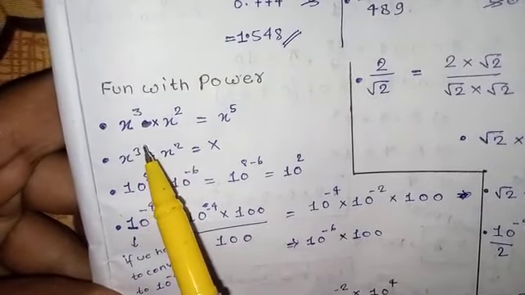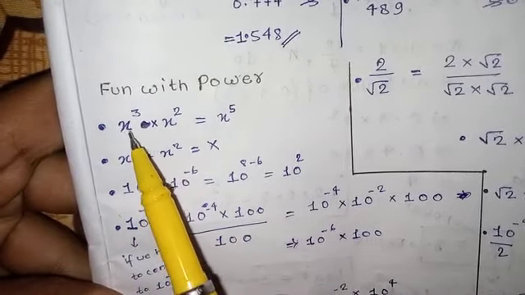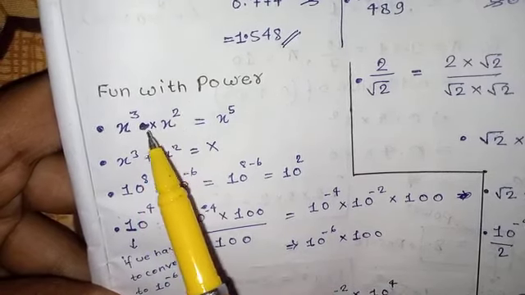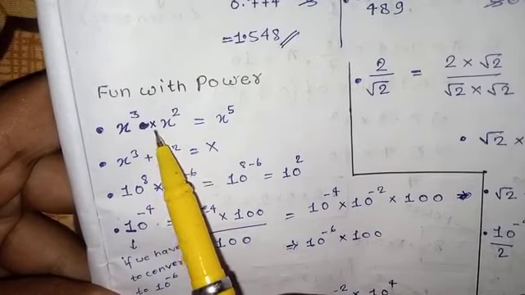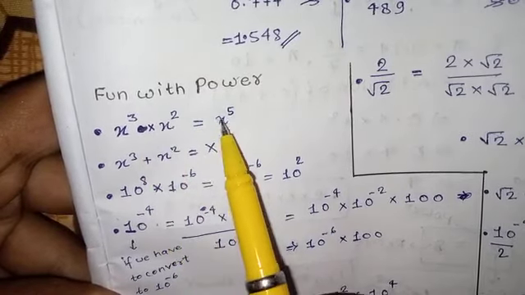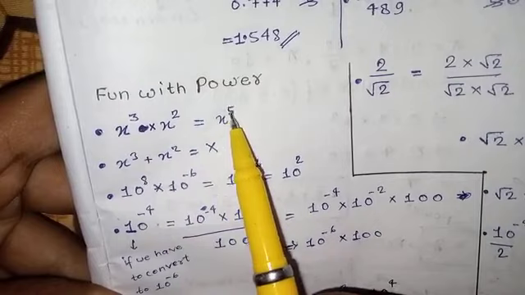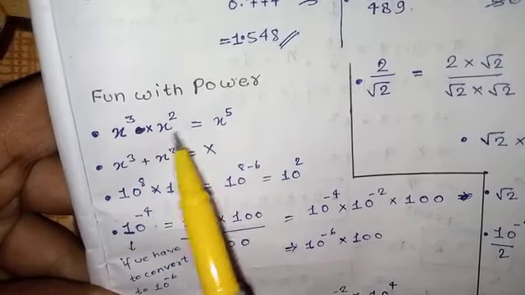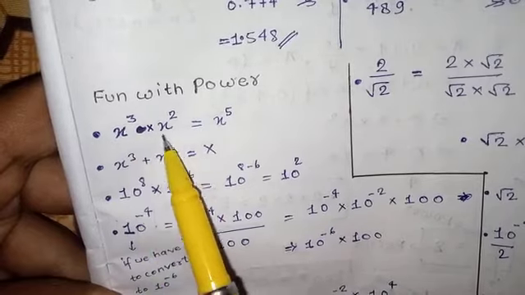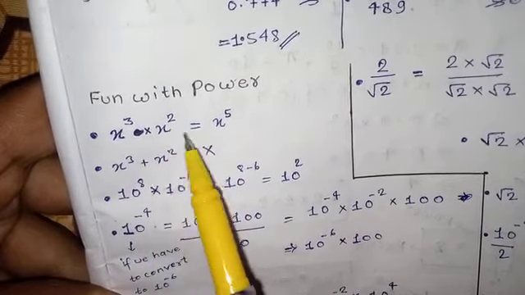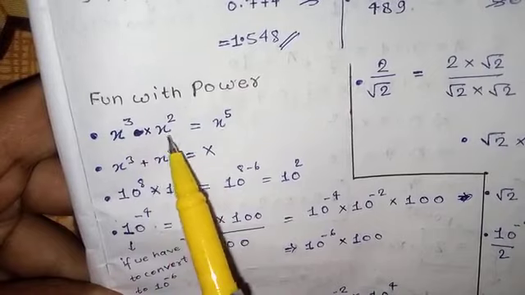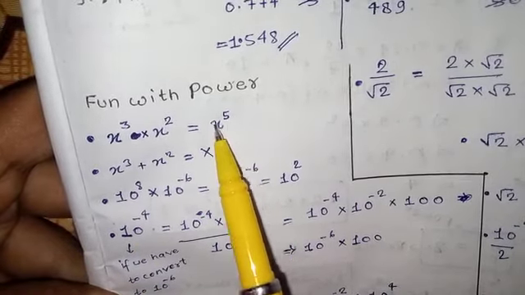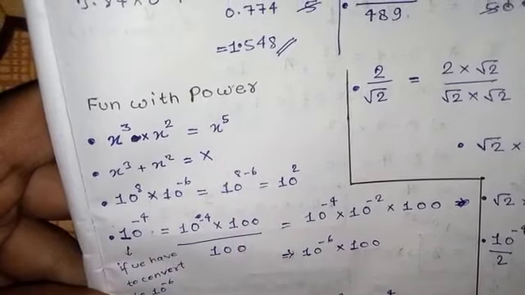Likewise, we have come to the next topic, fun with power. Here we can see if there is any power like x to the power 3 into x to the power 2, and in between the sign is multiplication, then we will add both powers. It will become x to the power 5. We add 3 plus 2 equals 5, if the base is the same. Suppose x is equal to 10, then the answer will come 10 to the power 5.